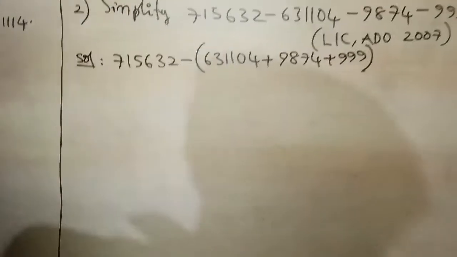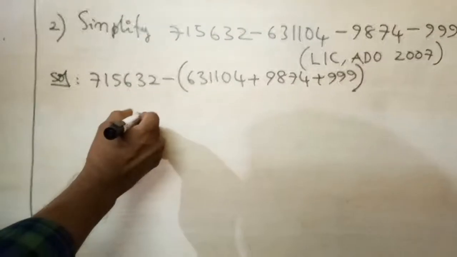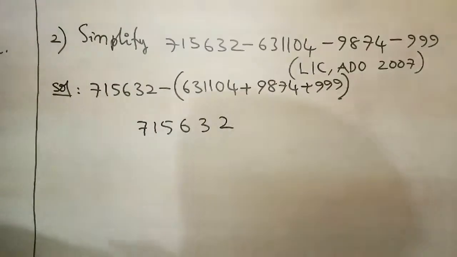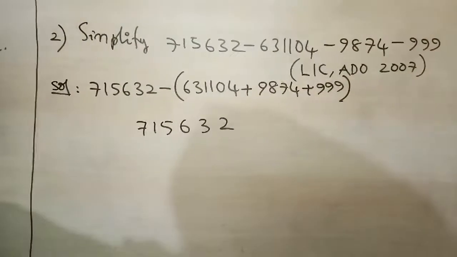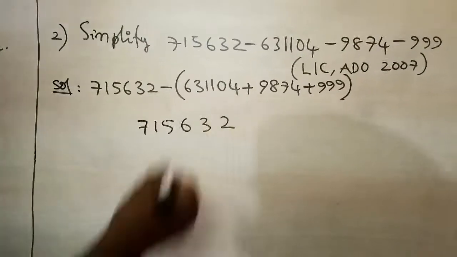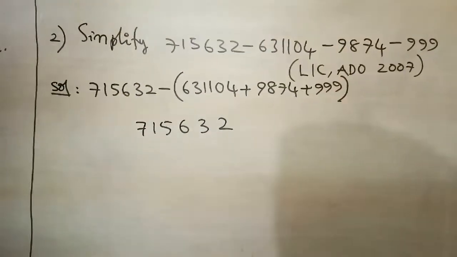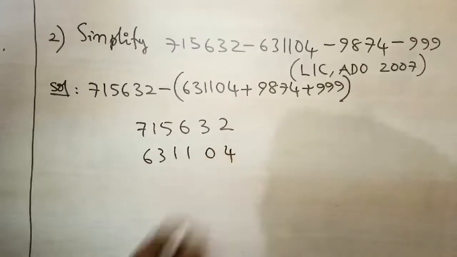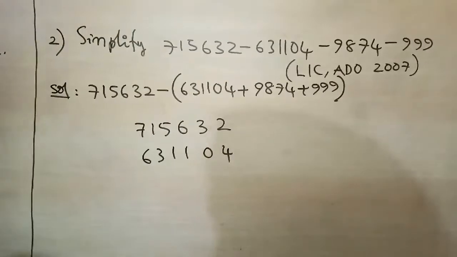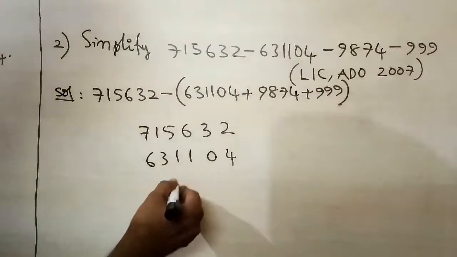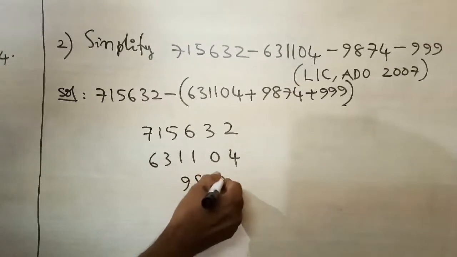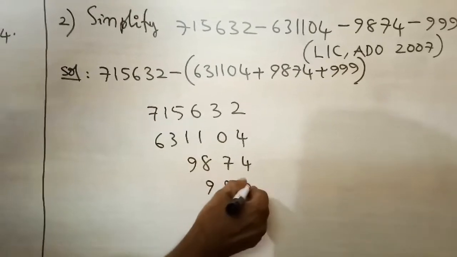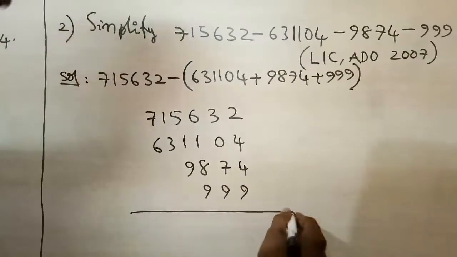Therefore, I am writing in a classical way: 71562. In a single step, I can solve this problem. 631104. But I want to subtract. Then 9874. Then 999. In a single step we will solve.